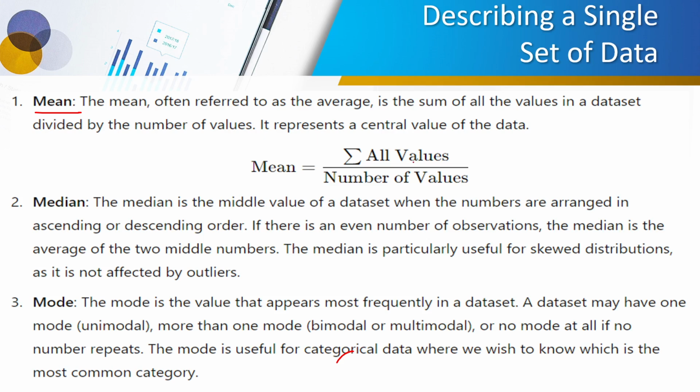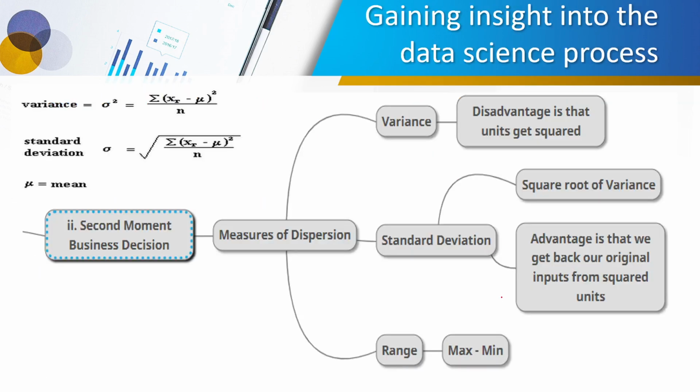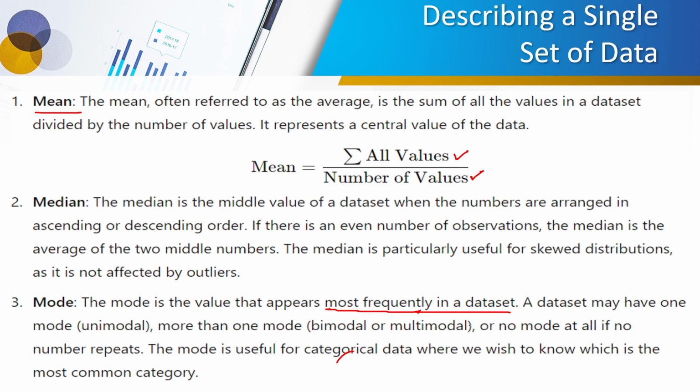So what is the mean? Mean is nothing but adding all the values divided by the total number of values. Median is where you arrange the numbers in either ascending or descending order and select the middle value if there are odd numbers, and if you have even numbers, then we take an average of the middle two values. And mode gives the most frequently appearing number in our data set. Clear? This is related to the first moment business decision.